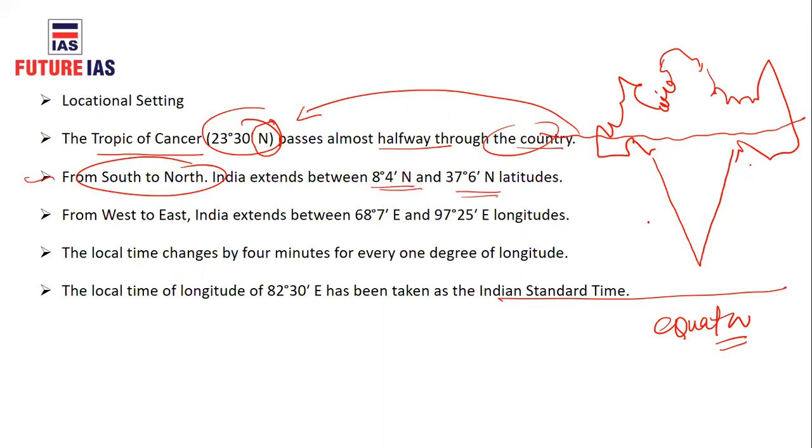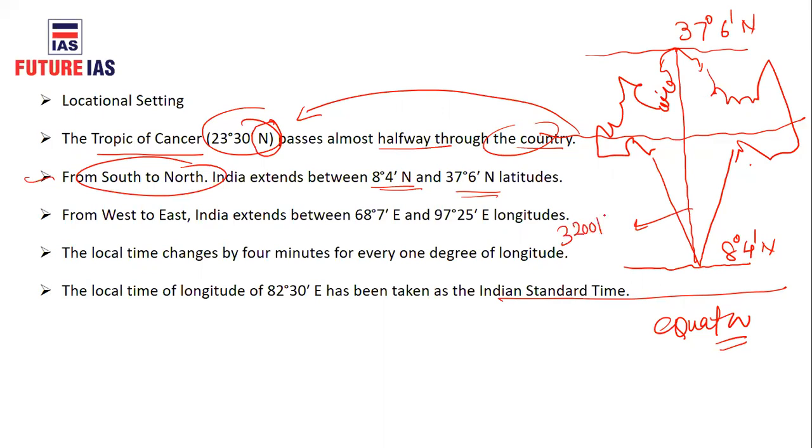From south to north, India extends from 8 degrees 4 minutes north to 37 degrees 6 minutes north. So this latitude is around 8 degrees 4 minutes north at the southern point, and reaches a maximum of 37 degrees 6 minutes north. So India's north-south region, which runs for around 3,200 kilometers, has a latitudinal extent from 8 degrees 4 minutes at the southern point to 37 degrees 6 minutes at the northern point.